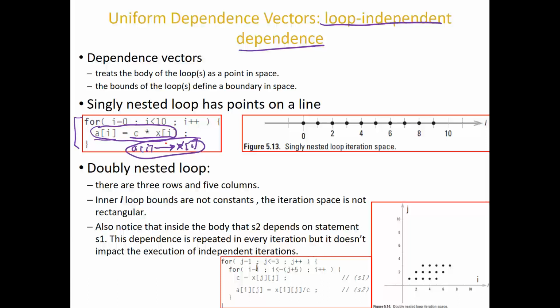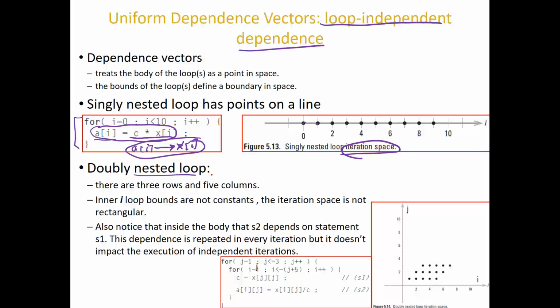We can represent this in the iteration space as follows. This axis here is the iteration space. We say that iteration 0 has no influence on iteration 1, no influence on iteration 2, no influence, etc. Okay, so every iteration is independent.